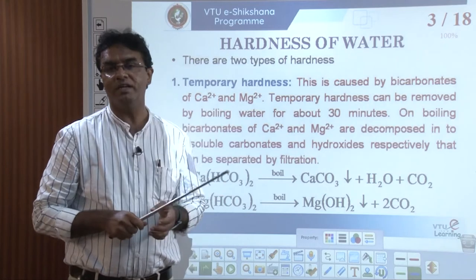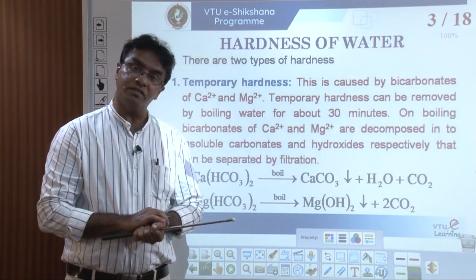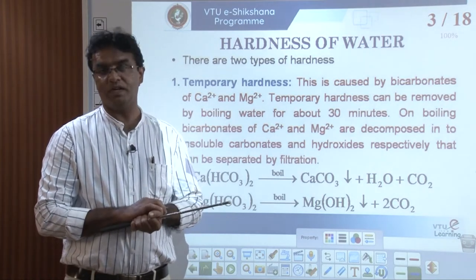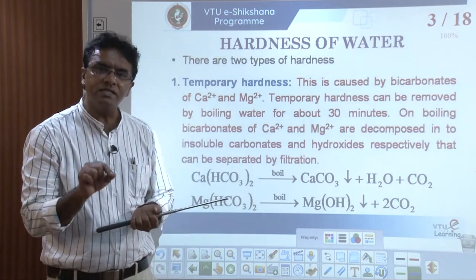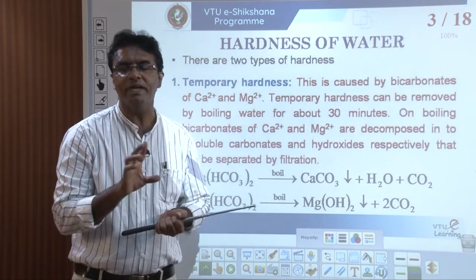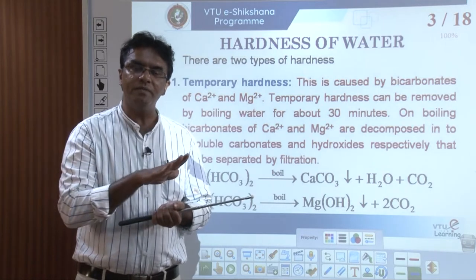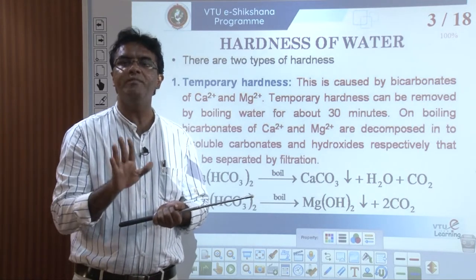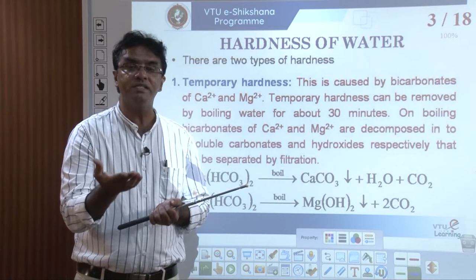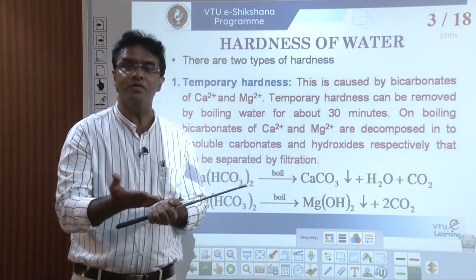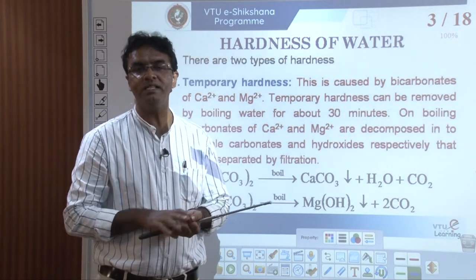Why do we call this temporary hardness? I repeat once again, whenever the hardness of the water sample is due to the presence of bicarbonates of calcium and magnesium, that kind of hardness is what we call temporary hardness. The reason is, whenever any water sample contains only bicarbonates of calcium and magnesium, thereby the water is hard in nature, that kind of hardness can be very easily removed by a simple physical process like boiling. Upon boiling the water sample for 30 minutes, these bicarbonates of calcium and magnesium will get decomposed. Thereby, we can remove them easily. That's the reason this kind of hardness is called temporary hardness.